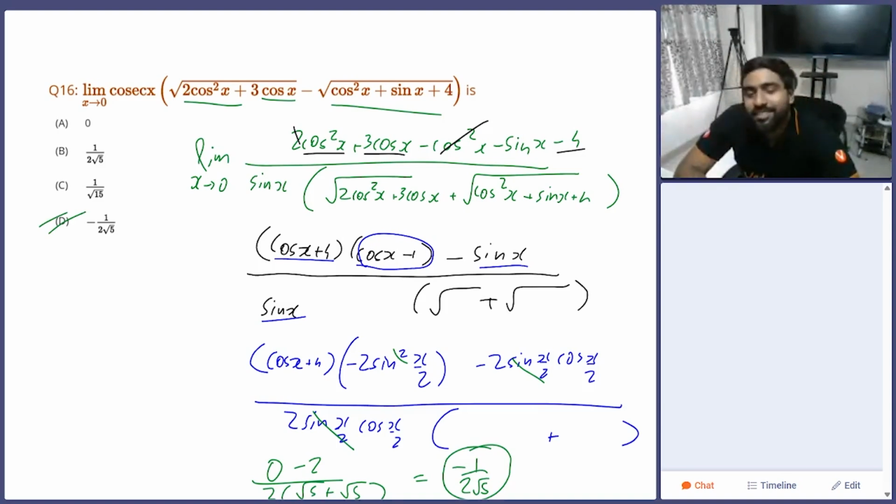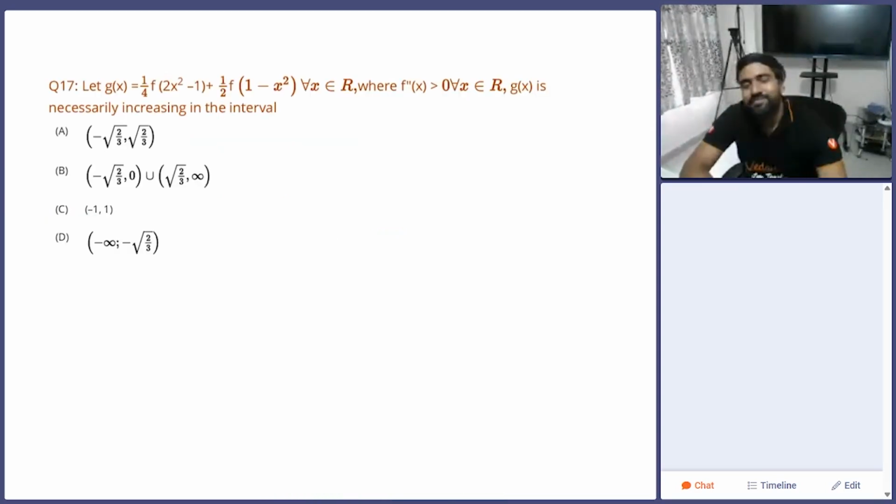Yes. Option D will be the answer for this question. Okay? So it's always the matter of finding which are the zero wala terms and trying to cancel those terms out. That's the entire logic that we have. Okay. Moving on. What do we have here?